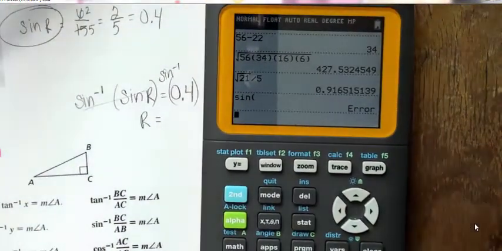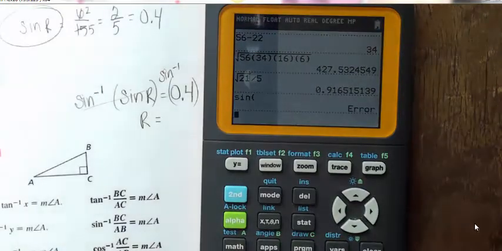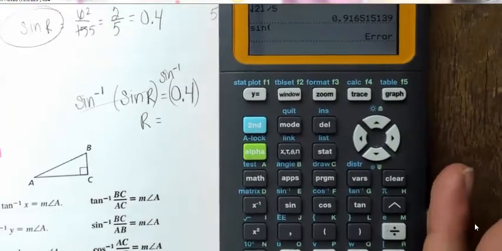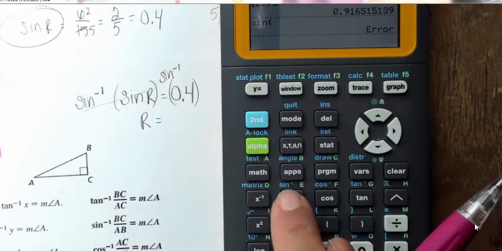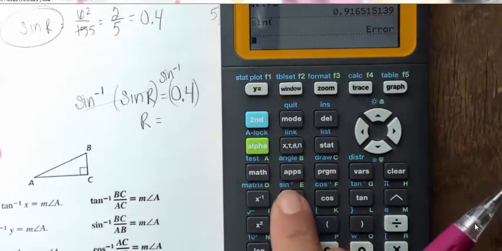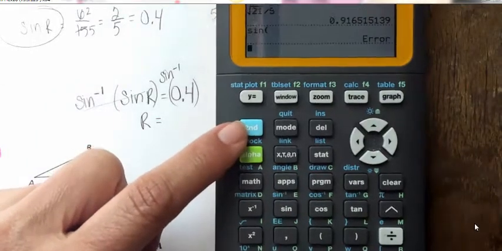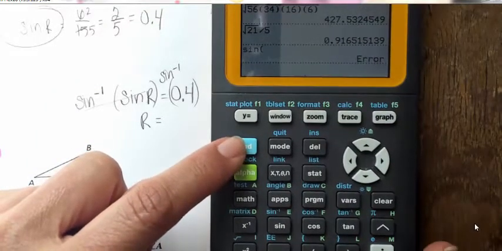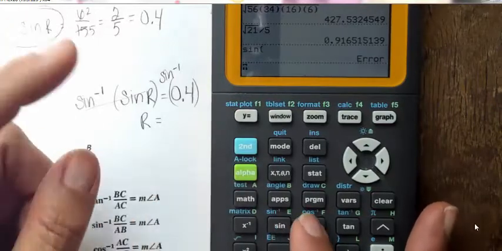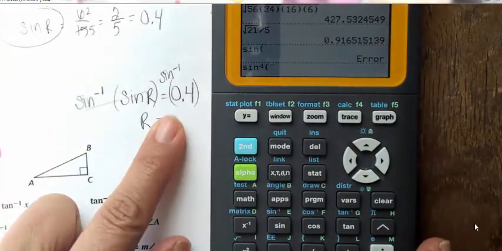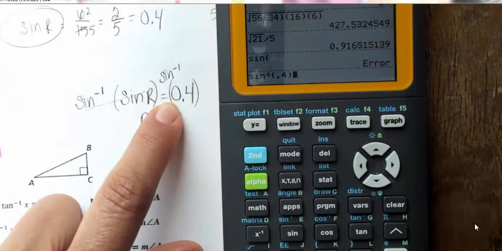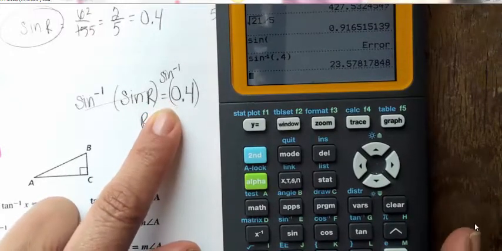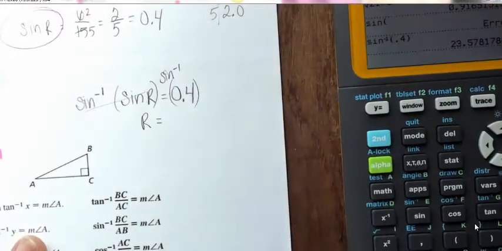I got the sun shining here, so it's hard for you guys to probably see me. But see the sine function? See right above it how it's sine inverse? So you're usually going to use your second function or your shift button, and hit second or shift sine, and that's sine inverse, and then I would put 0.4, right, for this side, sine inverse of 0.4, and I end up getting 23.578.